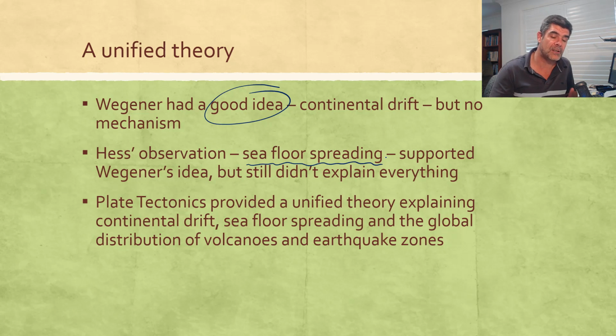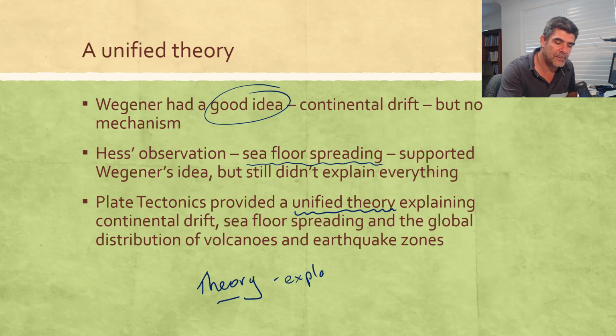because the theory of plate tectonics was the unifying theory that explained continental drift, Wegener's idea, Hess's idea about seafloor spreading, and also the global distribution of volcanoes and earthquake zones. These either link together as explanations, or they provide lots of evidence that suggests that these ideas are really good ideas. And don't forget, when we're talking about a theory, what we're talking about is an explanation for a phenomenon.